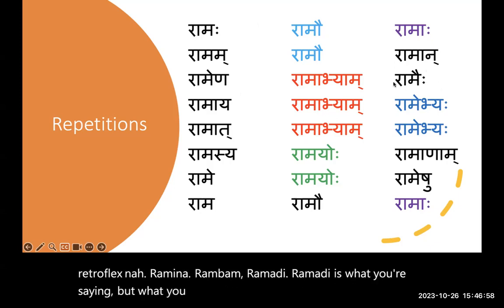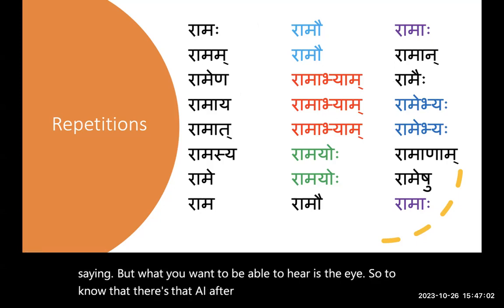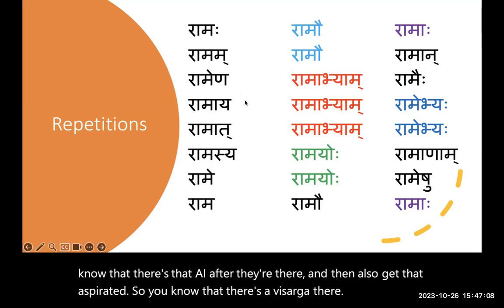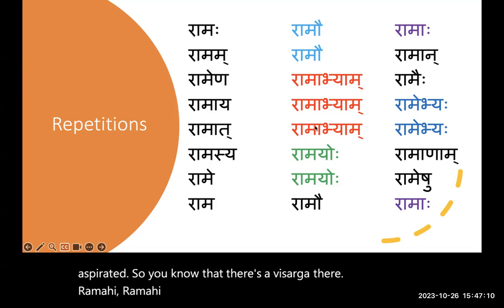But what you want to be able to hear is the ai. So to know that there's that ai after there, and then also get that aspirated ha, so you know that there's a visarga there. Ramahi, almost say hee, Ramai, hee, Ramaya, Ramabhyam, Ramebhyaha.